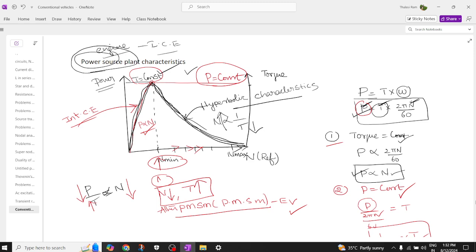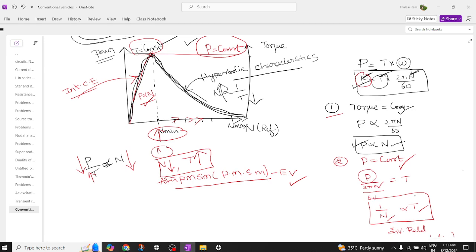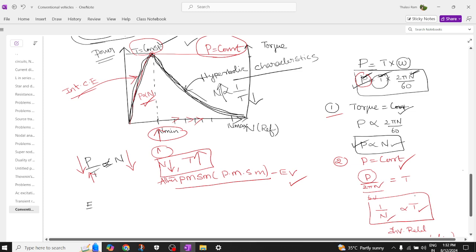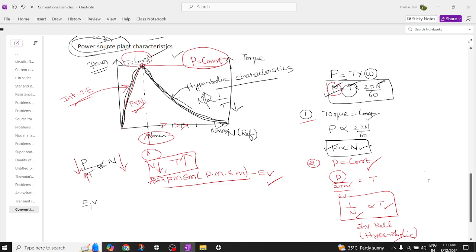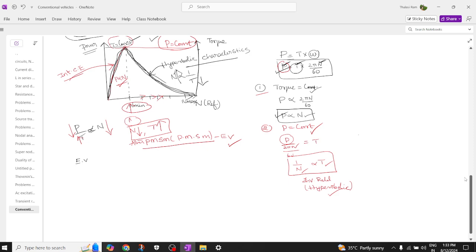The same concept is also applicable when you come to the electric vehicle. In an electric vehicle also the same phenomena applies, and the same characteristics we are going to get. Here also we are going to plot the characteristics: one x-axis, two y-axes, with power and torque.